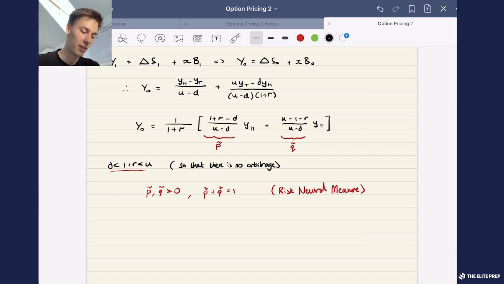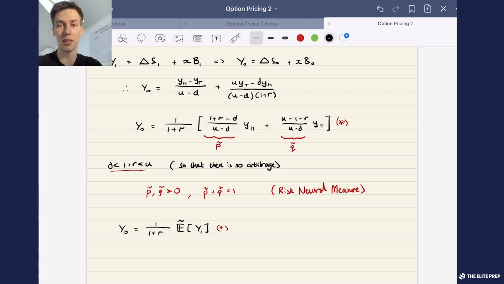The conclusion here is that Y0 is just equal to 1 over (1 plus R) times the expected value under the risk neutral measure of Y1. This is just another way of rewriting the above, so the two stars are just equal. It turns out that this is more generic and can be extended to more complicated situations than a binomial model. So you can extend this to a multi-period binomial model and even the continuous time, continuous space case. We may tackle that in a future video if that is of interest.